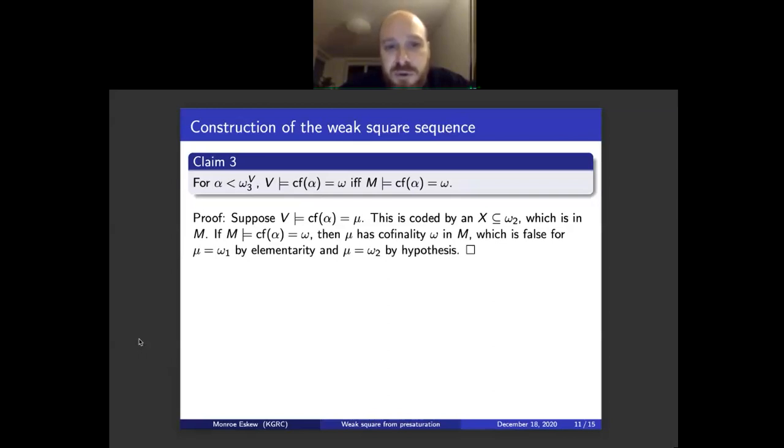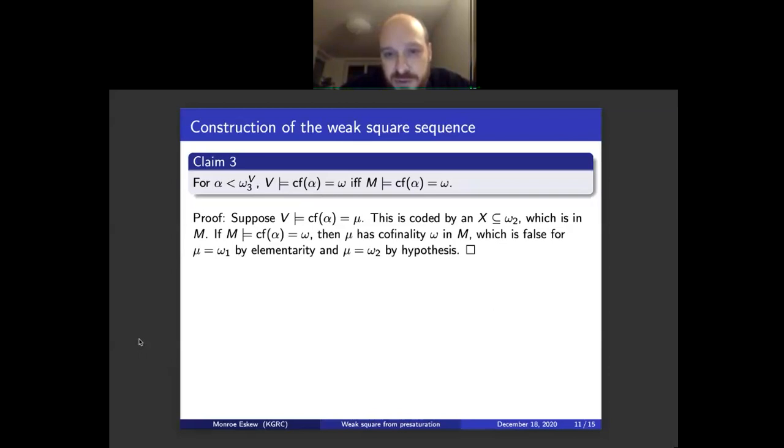And now, alpha is an ordinal of size omega 2. So this statement is coded by a certain subset of omega 2, including the statement that it has this cofinality. Now, M has this set. So M is going to say the cofinality of this ordinal is at most whatever X codes. If M happens to think it actually has cofinality omega, then M has these two cofinal sequences in the same ordinal, one of type mu, one of type omega. So it's going to make mu have cofinality omega.